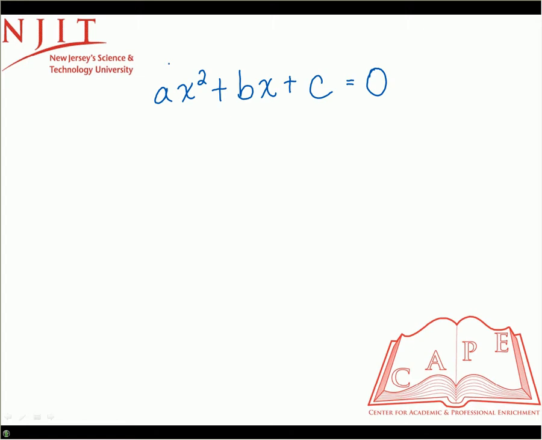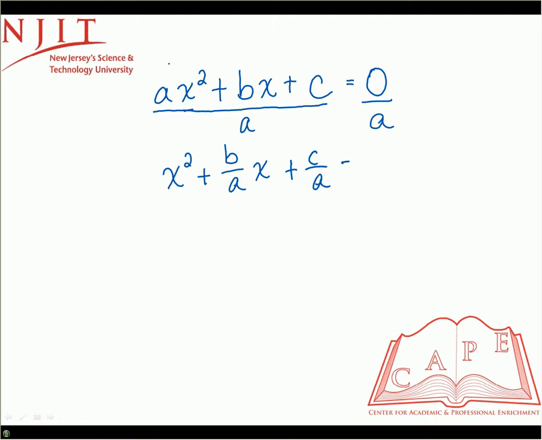If you remember how to complete the square, the highest variable, the x squared, needs to have a coefficient of 1. So we're going to assume that a, because it can be any number, is not equal to 1, and we're going to divide the entire equation by a. We divide the left side by a and the right side by a. So the left side comes out to be x squared plus b over a x plus c over a, and then 0 divided by a is just still 0.